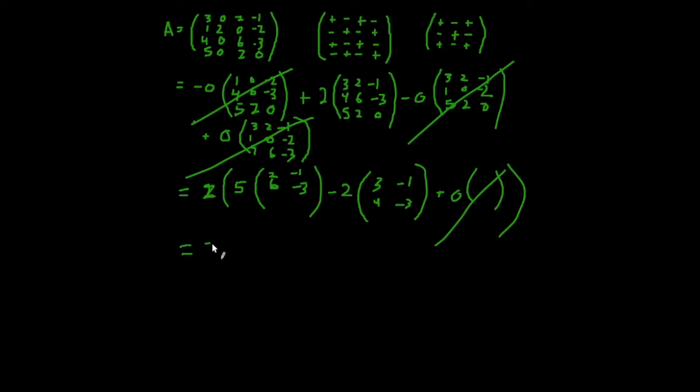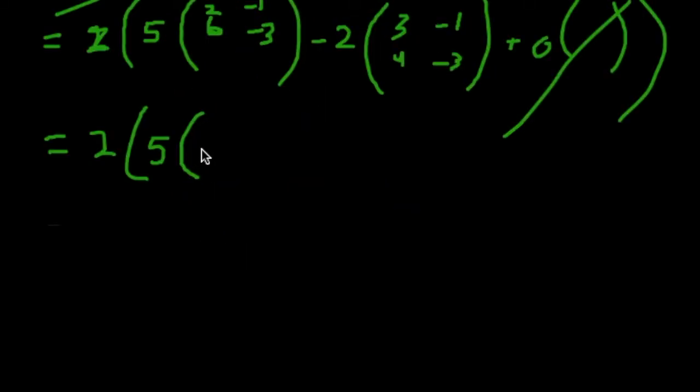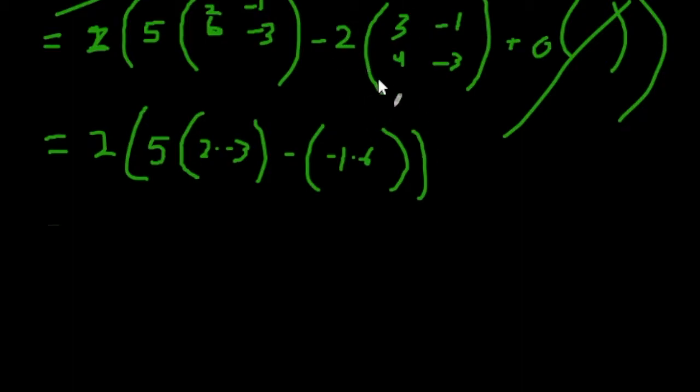So to solve for 2 by 2, the determinant for a 2 by 2 matrix is pretty simple. You just take the product of this diagonal minus the product of this diagonal. So this is going to be 2 times -3 minus -1 times 6. And then we are going to do the same thing with this component right here. So -2 times the determinant of this matrix, which is going to be 3 times -3, which is -9, minus -1 times 4, which is -4.